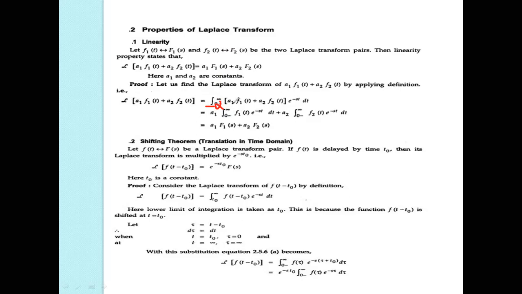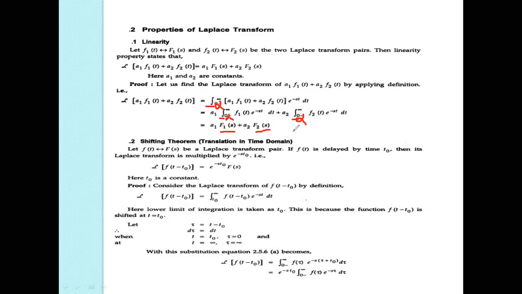What is f of t here? a1 f1 of t plus a2 f2 of t, e power minus st dt. Split into two parts. a1 times the integral from minus infinity to infinity of f1 of t e power minus st dt, which is also the definition of the Laplace transformation. Since the signal is f1 of t, we can write it in frequency as F1 of s. The second term also gives F2 of s. Got it? The linearity property.